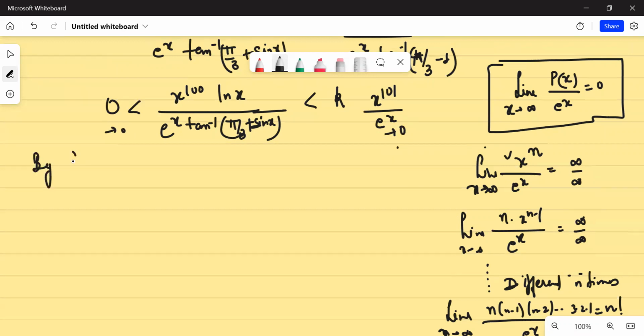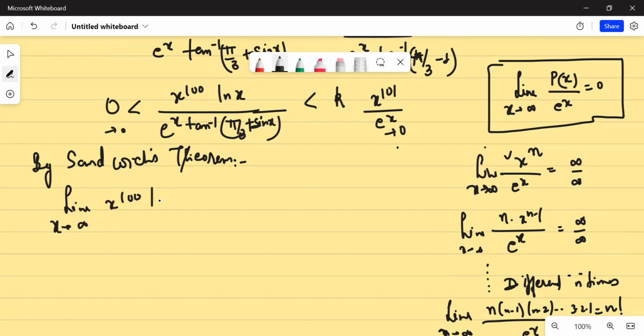So by Sandwich theorem, I can write that the limit as x tends to infinity of x raised to power 100 ln x divided by e raised to power x, times tan inverse of (pi by 3 plus sin x), this entire limit would become equal to 0. Is that clear? I don't think it's going to haunt you now.